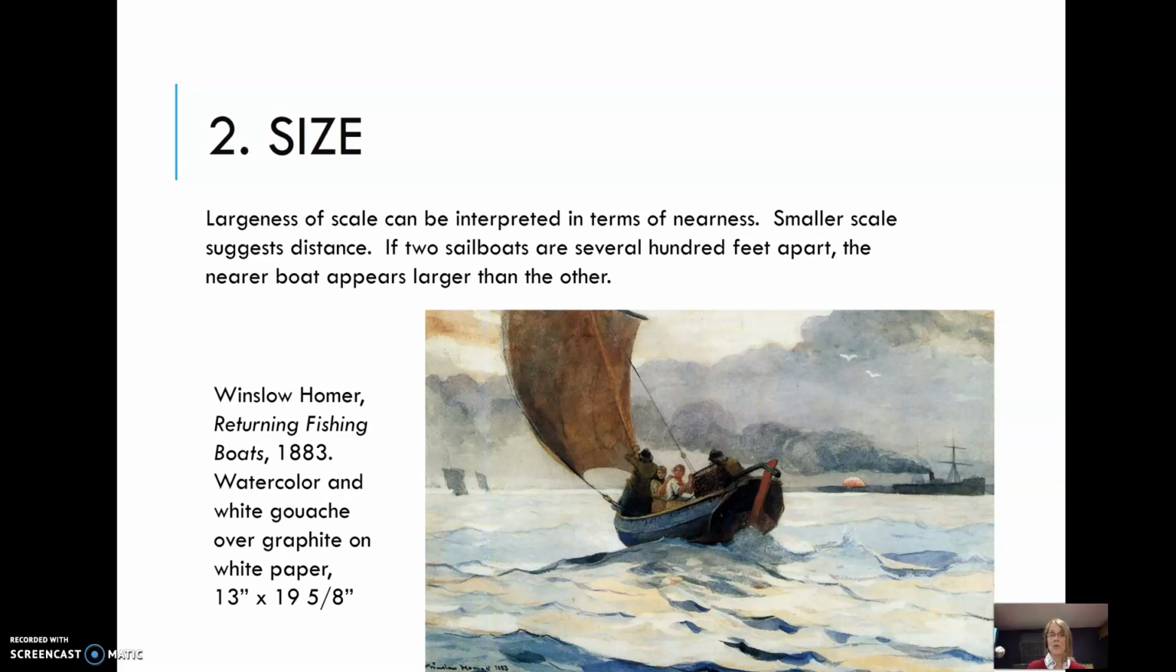So here we have a wonderful painting by Winslow Homer. It's called Returning Fishing Boats from 1883. It's watercolor and white gouache over graphite, which is pencil, on white paper. Watercolorists use white paper as their background because the white of the paper needs to be able to transfer through the layers of color, the transparent watercolor paint. And gouache basically is an opaque watercolor, okay?